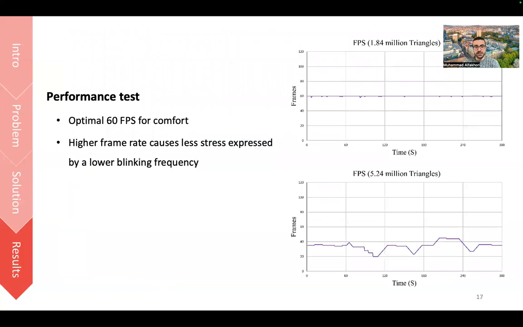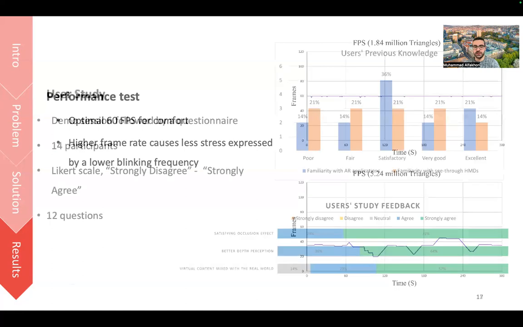And last but not least, in order to evaluate our proposed method, we were aiming for two evaluation methods. The first one is based on performance. Here we were aiming to achieve the highest frame rate possible with the HoloLens, which leads to less stress, as expressed by lower blinking frequency. And while we are loading different triangles and different mesh segments, we still have the performance at around 60 frames per second on average.